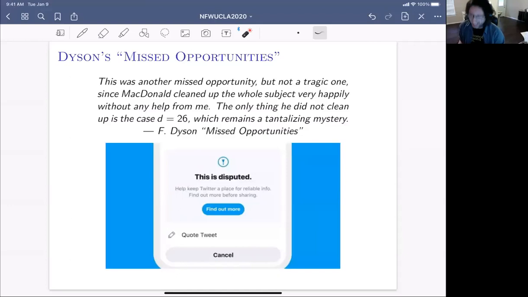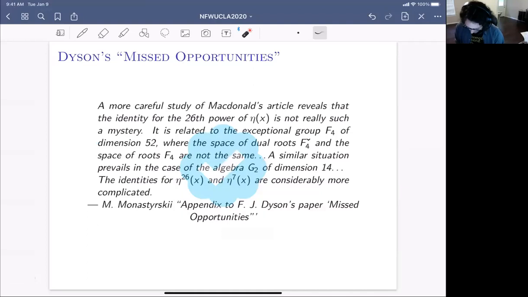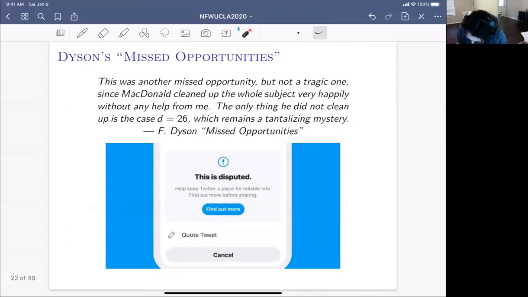And so here I've put the Twitter, this is disputed, because somewhat after, Manas Tirsky published a paper called Appendix to Dyson's paper, Missed Opportunities. And he says, a more careful study of McDonald's article shows that the identity for the 26th power is not really such a mystery. Okay, so it's a mystery, it's not a mystery. Okay, so why? Well, it's related to F4.